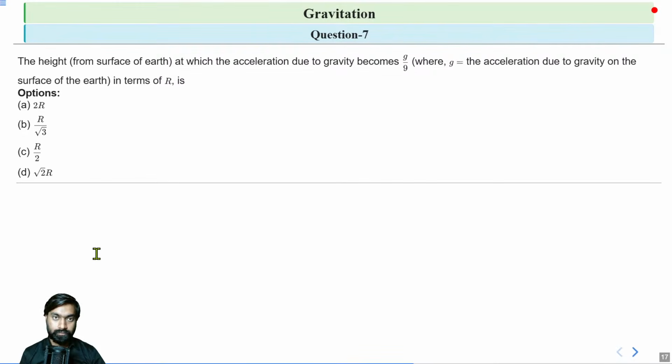The height from the surface of earth at which the acceleration due to gravity becomes g by 9, where g is the acceleration due to gravity on the surface of the earth, in terms of R is what? Given options: option A 2R, option B R by root 3, option C R by 2, and option D root 2 into R. So which option is correct? Please try to solve this question.